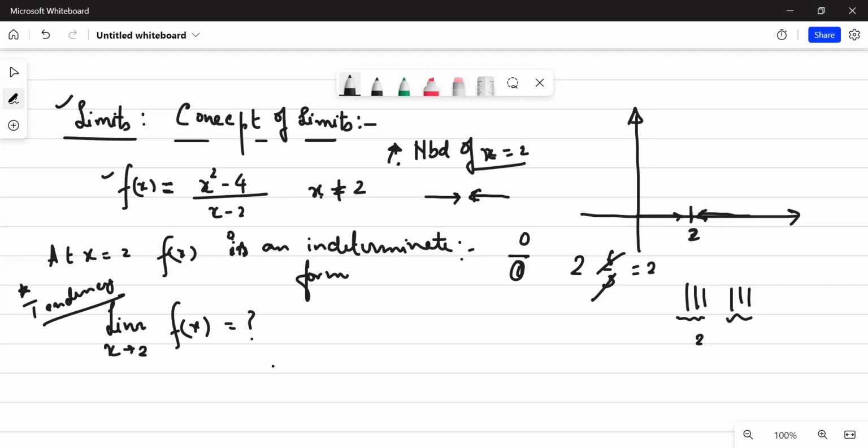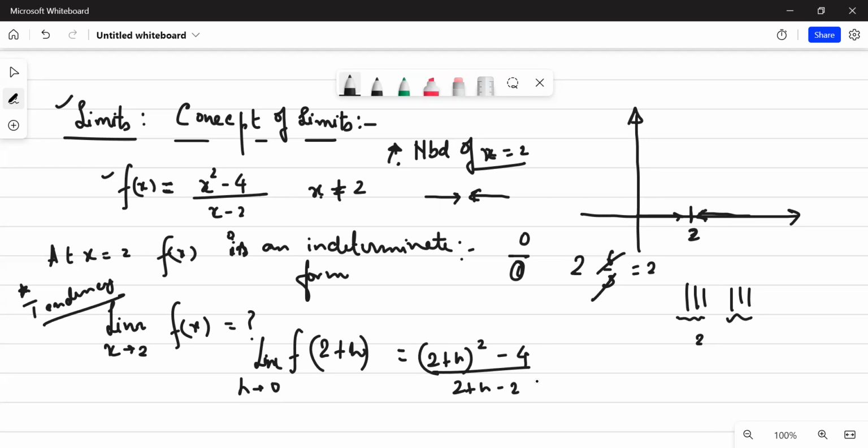It says that if I approach my 2 from the right hand side, that is, I am on the right hand side, let us find what would be the limit. So limit h tends to 0, I'm on the right hand side. So it is (2 plus h) whole square minus 4 divided by 2 plus h minus 2. Okay. And what I will get, I'll get (4 plus h square plus 4h minus 4) divided by h. So 4 gets cancelled. And here you have h plus 4.